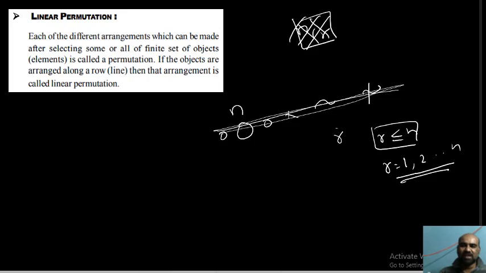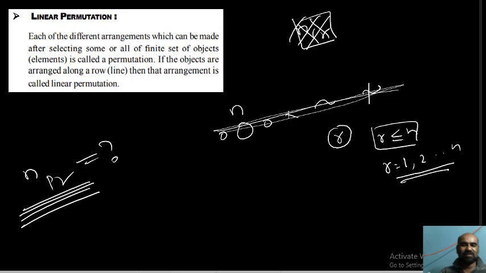So I am assuming that I want to choose r elements and arrange those r elements in a row. How many different arrangements will you get? That is symbolized as nPr. nPr equals what? That we should find.